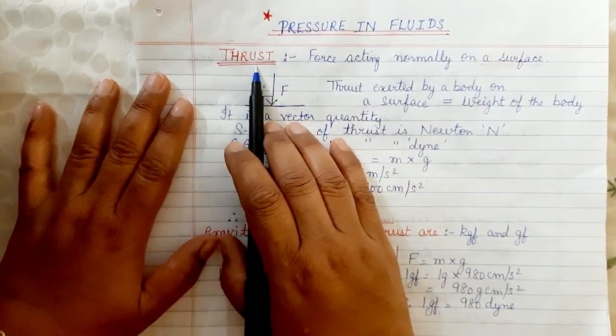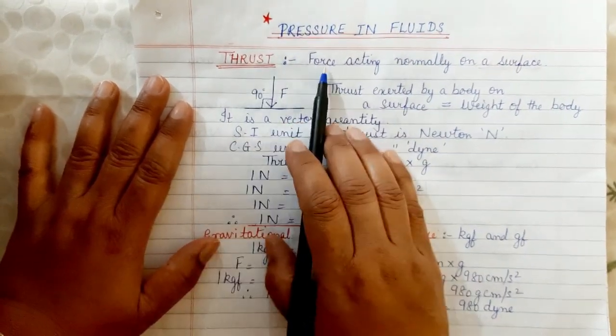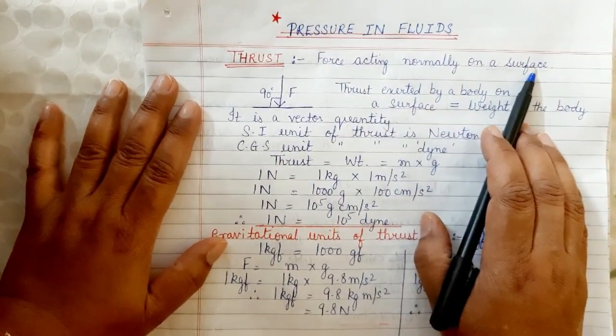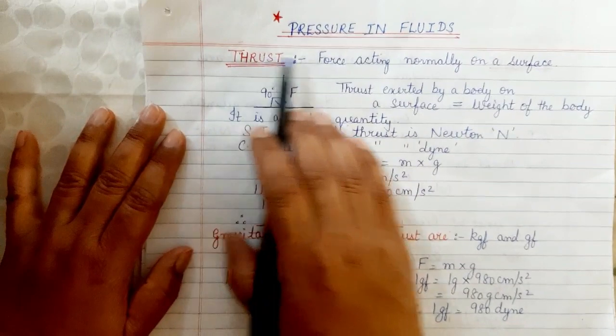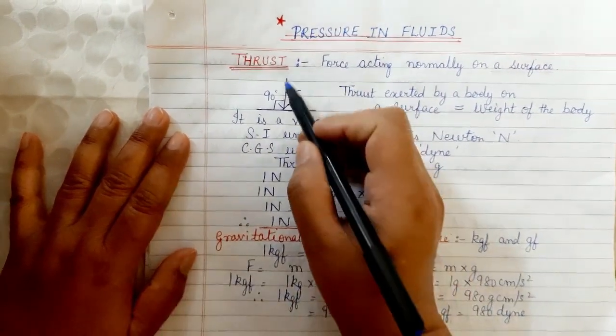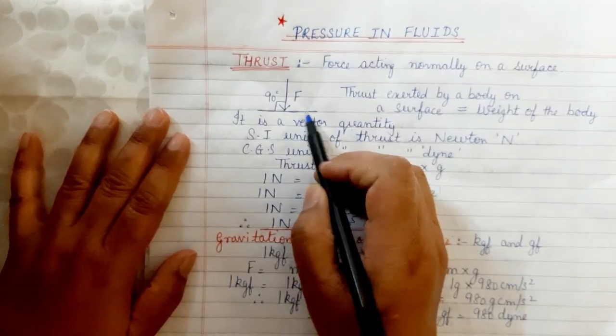The first one is thrust. Now, thrust is basically a force acting normally on a surface. What is the difference between thrust and force? Actually, force can be applied in any direction. But you can see that I have drawn a diagram over here to depict thrust.